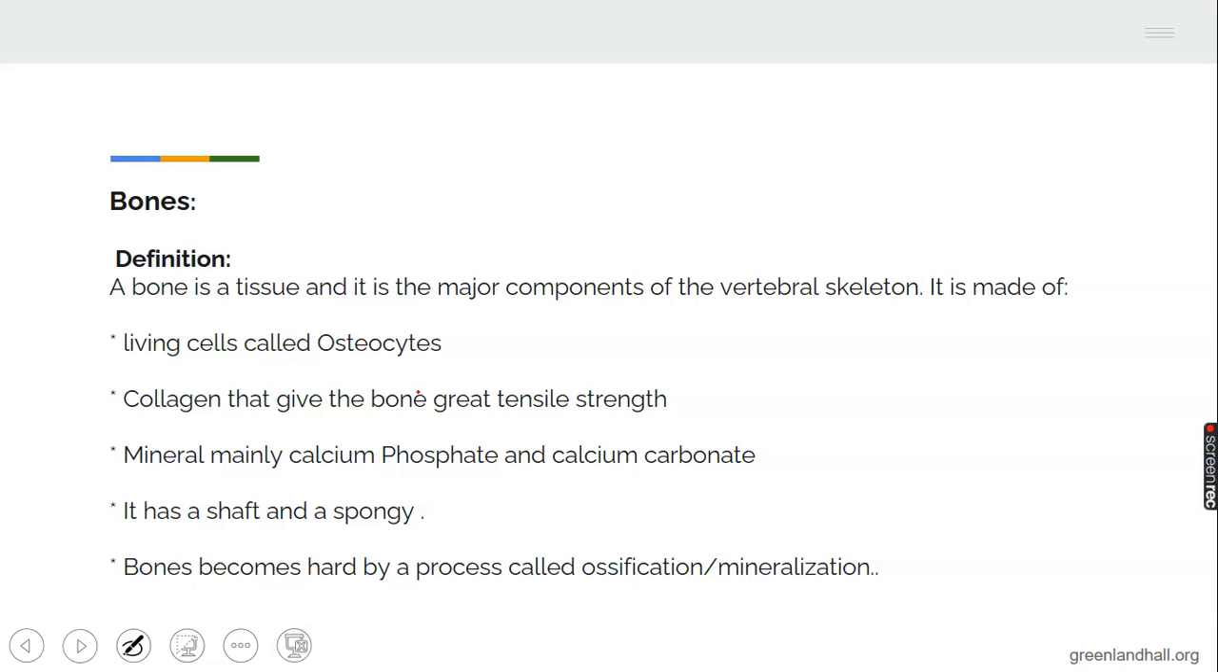Bones, that is the third skeletal material. Bones are found in vertebrates. It is defined as a tissue, and it is the major component of the vertebral skeleton. What we call a tissue is a collection of cells. So a collection of cells constitutes bone, that makes up the component of the vertebral skeleton.